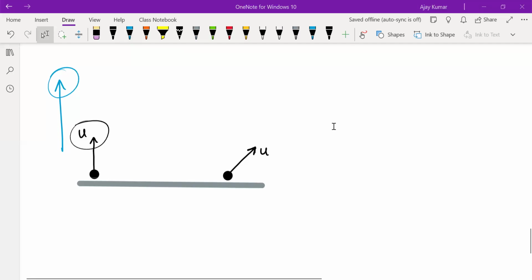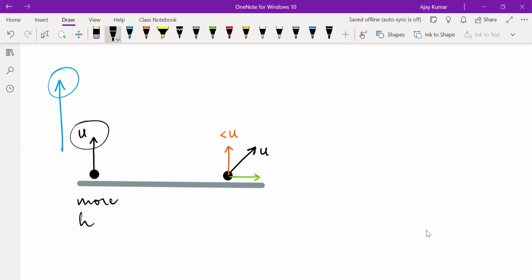But in the second case, there is an x component like this, and there is a y component like this. And we know that components are not as strong as the original vector. So in this case, the y component is less than u actually. So it won't be able to take the object to that much height as in the first case. Is this clear to all of you? If you have any questions, you can ask. The first object will attain more height.